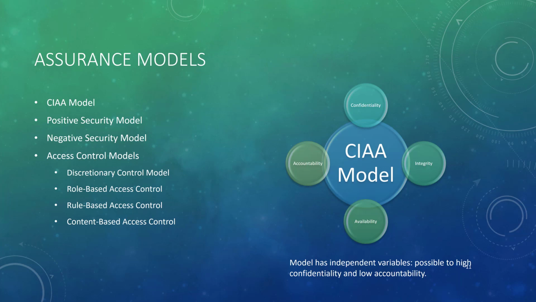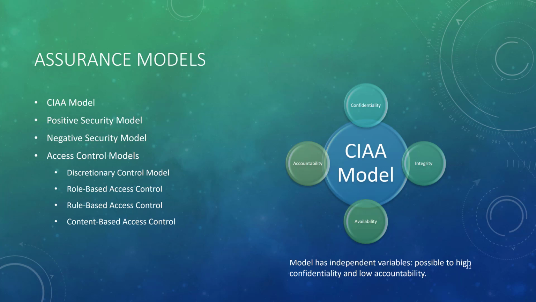So an assurance model is we're trying to assure that the data is protected, and we're using a particular framework for doing so. And in the case of the CIAA model, what we're doing is we're taking 4 independent variables. That means they're not linked. There's not a connection between them. And we're looking at confidentiality, integrity, availability, accountability associated with that information. So can I read the information? Can I change the information? Can I get to the information? And do I know what has happened to that information?